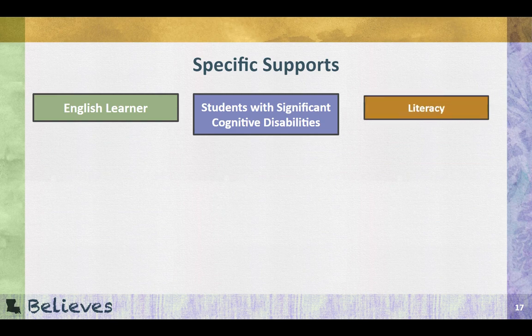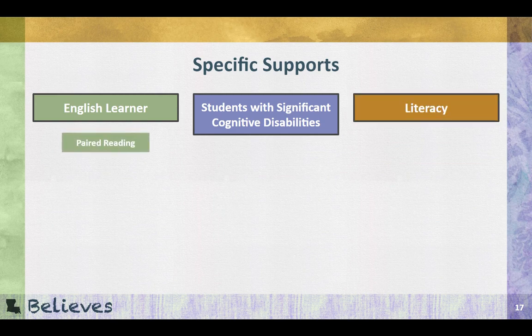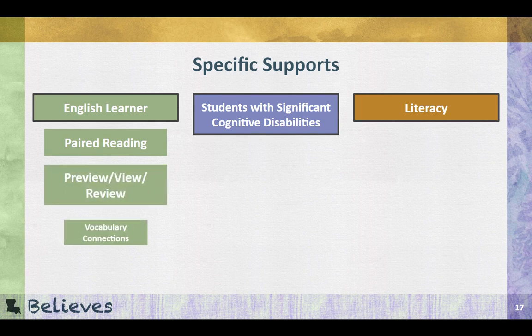Here are some examples of specific supports for identified learning groups. For English learners, include opportunities for paired reading with a text in the native language, preview, view, review information in the native language, and specific connections to vocabulary terms in the native language.